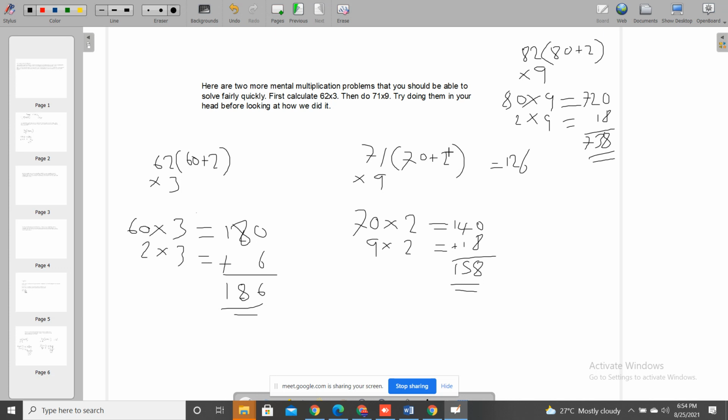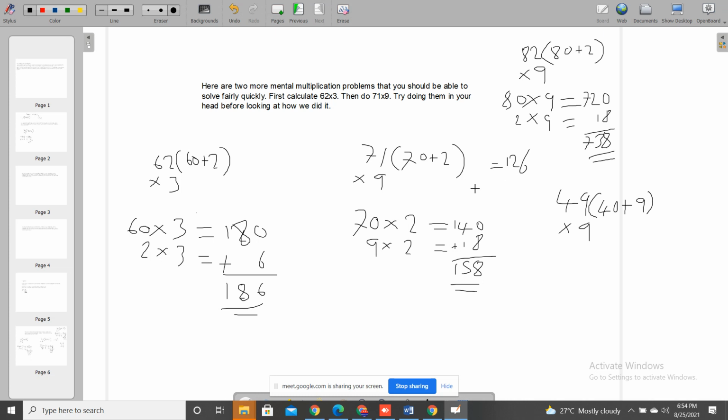So if I have this one, 49 times 9. First thing, I break this one down. So I'm going to have what? 40 plus 9.